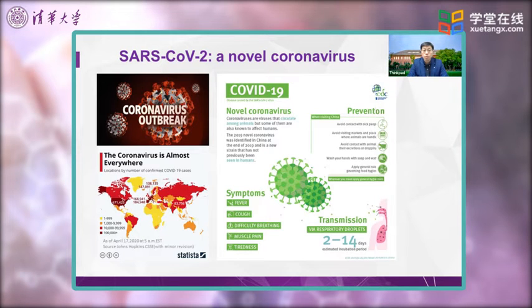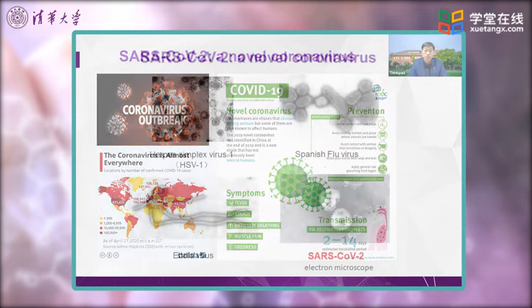The novel coronavirus can transmit via respiratory droplets. The typical symptoms include fever, cough, difficulty breathing, muscle pain, and tiredness. Since the outbreak of the novel coronavirus in the late of 2019, now it's almost everywhere.